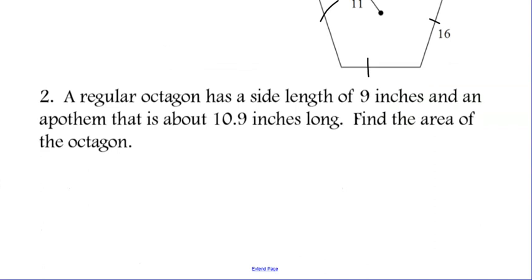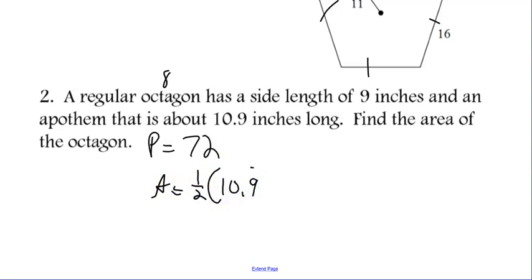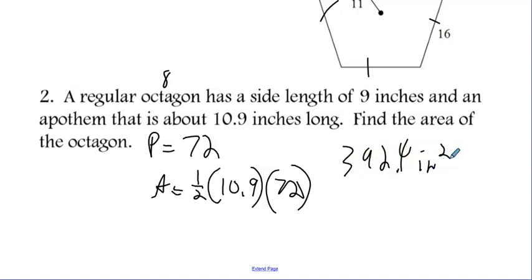Okay, a regular octagon, that's 8 sides, has a side length of 9. Well, right off the bat, I know the perimeter is 9 times 8, 72. An apothem, that is about 10.9. So the area is simply 1/2 that apothem, 10.9, times the perimeter, which we just said is 72. Now, half of 72 is 36 times 10.9, and that's approximately 392.4 square inches.